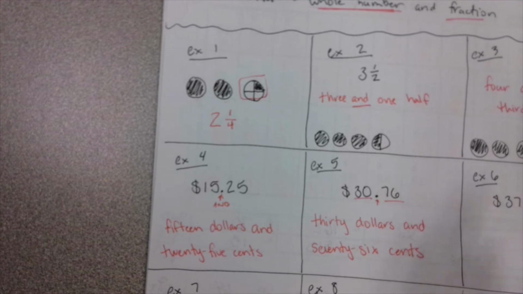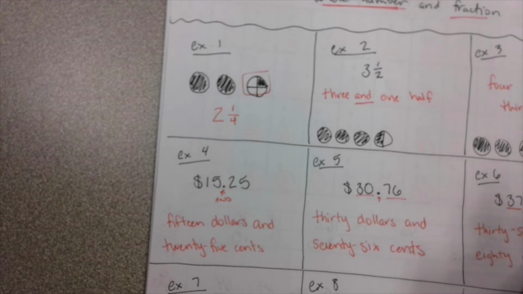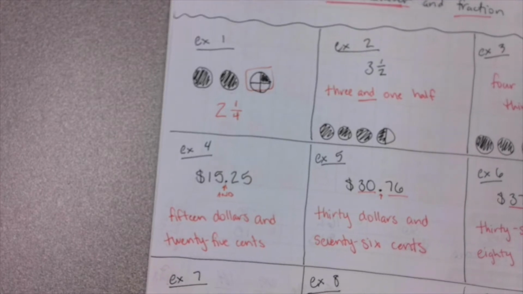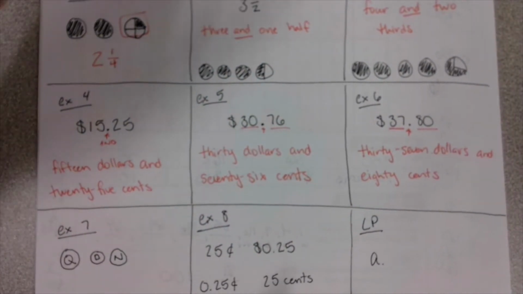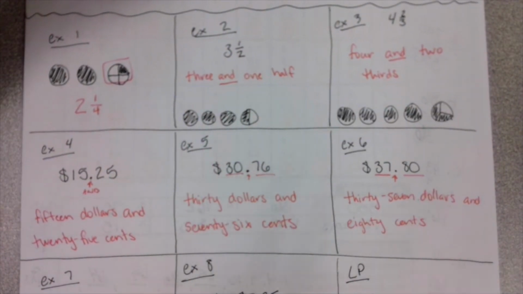Example 6, let's use words for that. $37 and 80 cents. Oh, sorry, you couldn't see that. There you go. Pause it there if you didn't get example 1, 2, 3, 4, 5, or 6.